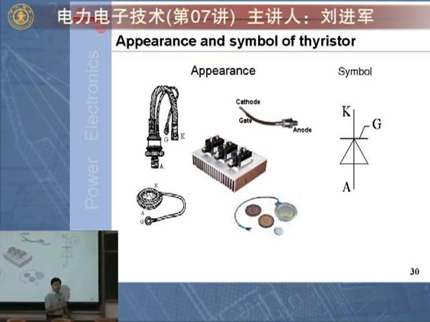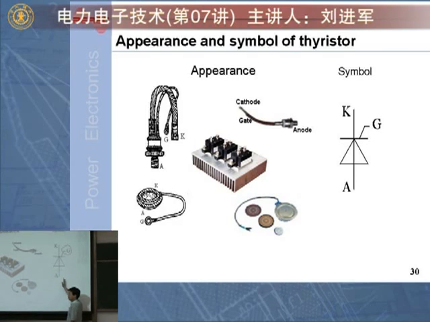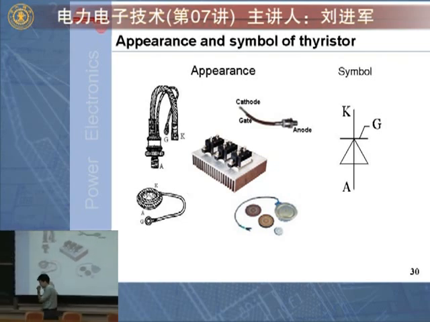Pay attention to this position when you draw this symbol. According to the standard, the position of terminal G is always put on the right-hand side when you follow the current flow direction. When this thyristor is conducting, the current is always flowing from A to K. Therefore, when you flow from A to K, terminal G is on the right-hand side. If you put it on the left-hand side, that's wrong. Pay attention to the position of terminal G.